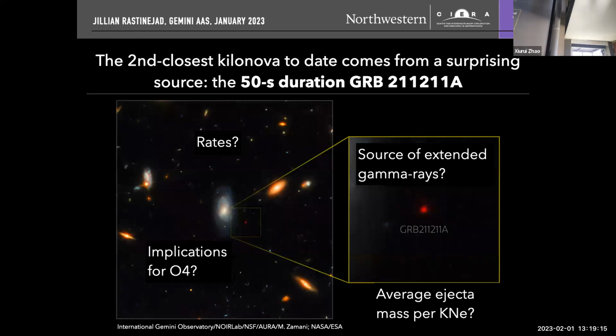So what are the implications for O4? A lot of people are really interested in what the host galaxies of these neutron star mergers look like. And having just another one in the local universe that's so different from 170817's host is really interesting. We also wonder, what are the rates of these events? What is the source of extended gamma rays? And then what can this tell us about the average ejecta mass per kilonova?